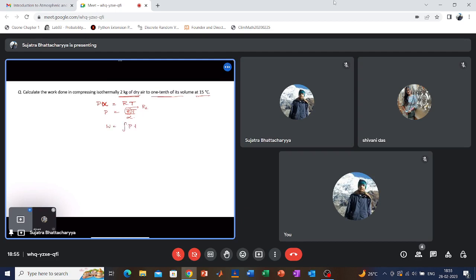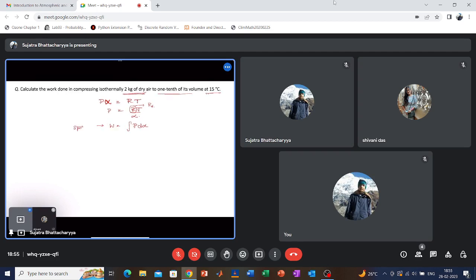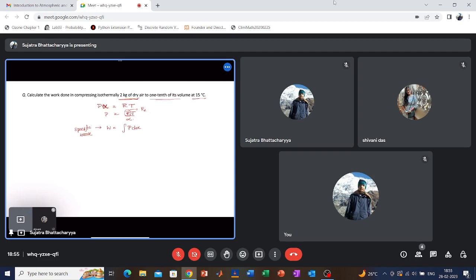Now work done is given by what? P d alpha, where we are taking only the work done per unit mass. So it's a specific work, per kg, the amount of work done. Actually the work done's definition is P dV from V1 to V2. Here we take it from alpha 1 to alpha 2, because alpha is nothing but volume per unit mass.